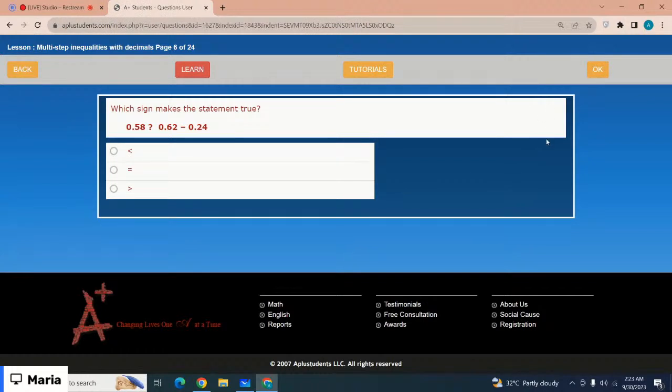Okay, which sign makes the statement true? 0.58 and 0.62 minus 0.24. So which is the correct option? 0.62 minus 0.24. 0.58 is greater than, when you subtract 0.24 from 0.62, right?